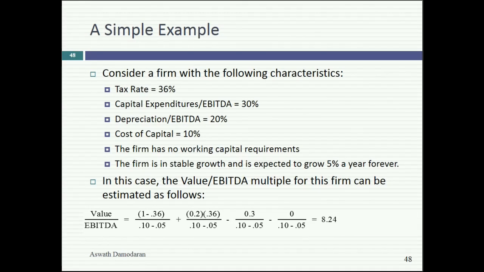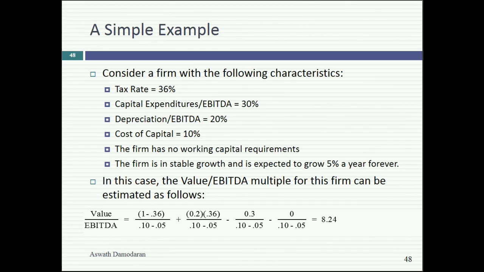Again, let me use a very simple example to illustrate how, as these variables change, my EV to EBITDA is going to change. Let's say you have a company which has a 36% tax rate. Let's also assume CapEx is 30% of EBITDA, depreciation is 20% of EBITDA. So my net CapEx is 10% of EBITDA, my cost of capital is 10%, let's ignore working capital. Why create a headache when you don't have to? Companies in stable growth expected to grow 5% a year forever. So I have my cost of capital, I have my growth rate, I have my depreciation, CapEx. Let's put the numbers in.